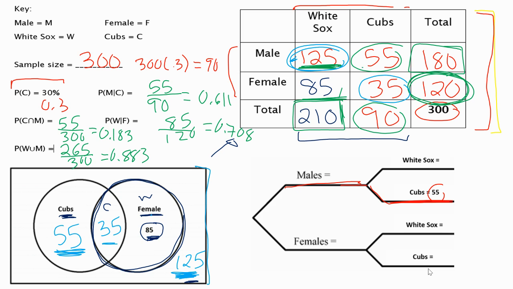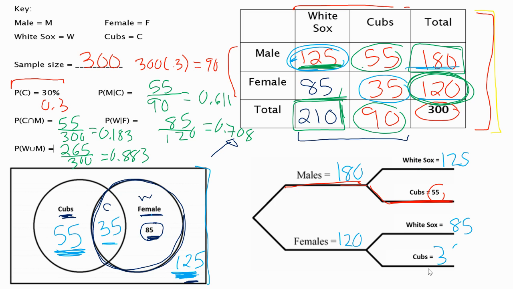And then the table, you would do the same thing. So our males, there's 180. Female 120. And then of the males, 125 are Sox fans. And then of the females, 85 are Sox fans. And 35 are Cubs fans.